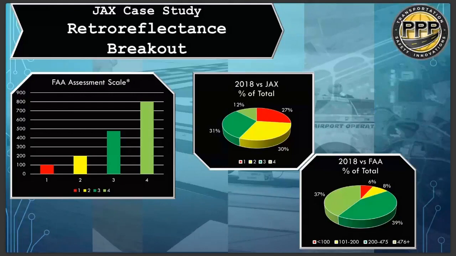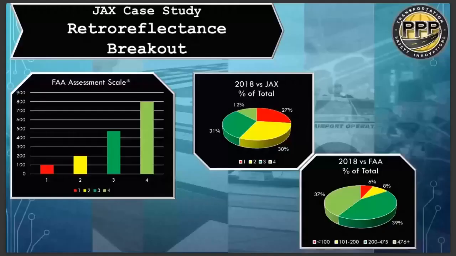Now, what I did was I said, okay, if it's under 100, it's replacement. If it's from 100 to 200, let's put that in a maintenance bucket. And really the reason is because once you're at 200, if you started out at 400 or something of that sort, you need to start watching that marking. So you can see the difference between Jacksonville's expectations and the FAA's, we'll call it, expectations.